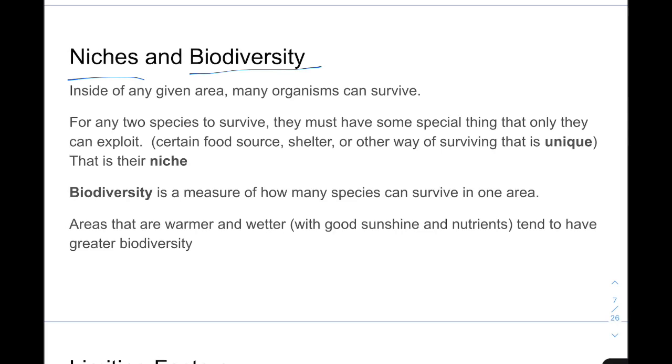In order for two species to stay in one place at the same time, at least for an extended period, they have to be exploiting different niches. They have to be eating different food, or maybe sleeping in different places, or maybe they have to be active at different times. Something has to be different. Biodiversity is greater in places that are warmer and wetter. We have higher biodiversity in places in the tropics than we do in the Arctic, for example.